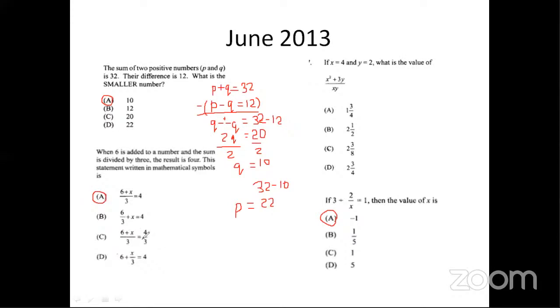Where did the 3 come from? So X plus 6, divided by 3, equals 4. X would have been 6. Yes, it's a worded question. All right, on to the next one.